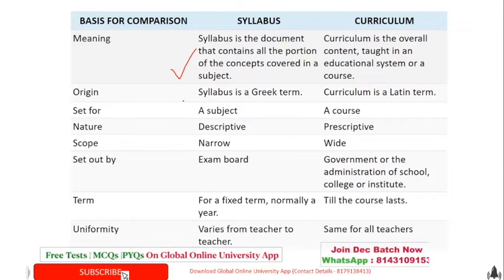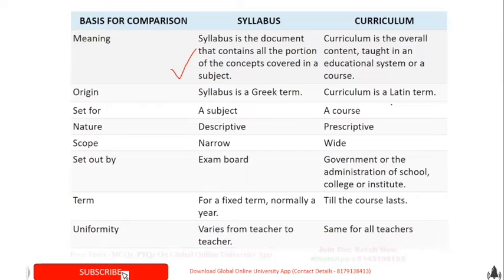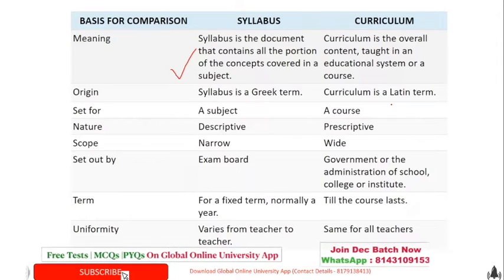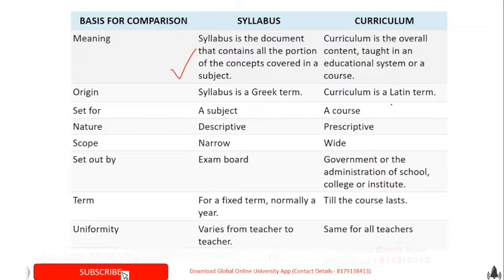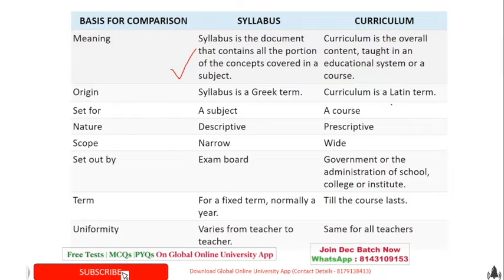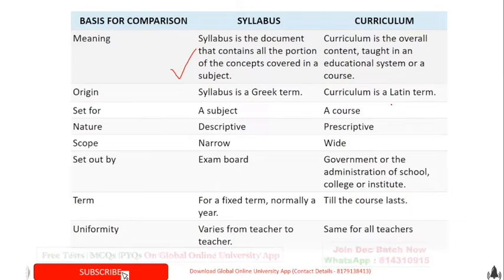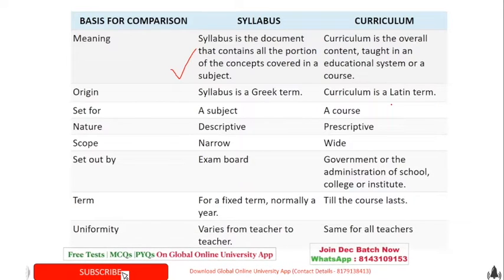Syllabus is something which is oriented from the Greek term, whereas curriculum is the one which was from the Latin term. Syllabus is set for a specific subject. Curriculum is for a specific course or a specific stream or field. Syllabus is very descriptive, whereas curriculum is prescriptive. Syllabus is narrow in scope, whereas curriculum is much wider. Syllabus is set out by the exam board, whereas curriculum is set by the administration or the government of the particular school, institute, or college.